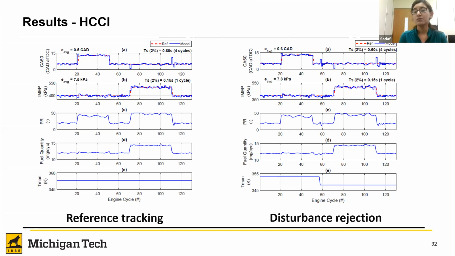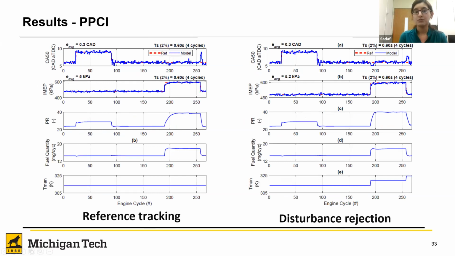The controller performance for disturbance rejection is also checked by providing a step change in manifold temperature. The controller was capable of tracking combustion phasing and indicated mean effective pressure in the presence of disturbance.